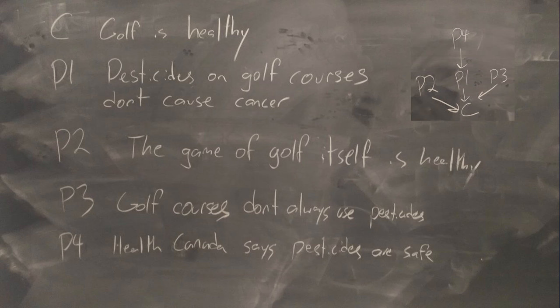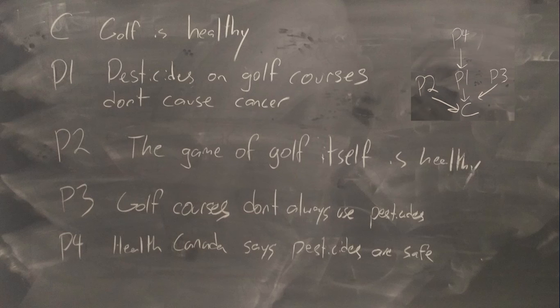I've done violence to your three-part dependent relation, but Health Canada says pesticides are safe, and that would be a reason to believe P1. Yeah? But I think that P3 is also a reason to believe P1, because just because golf courses don't always use pesticides doesn't mean nothing. If they don't use pesticides all the time, then maybe it's not a cause of cancer.